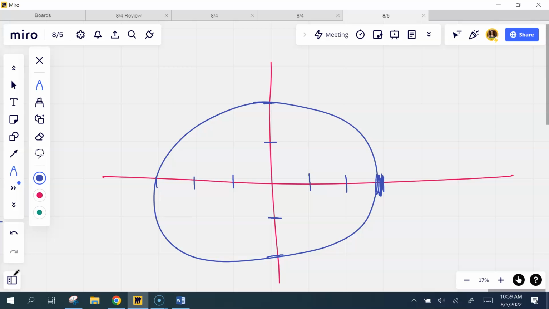What is the domain? -3 to 3, brackets or parentheses? Range. What is it? Somebody said it. -2 to 2, with brackets.